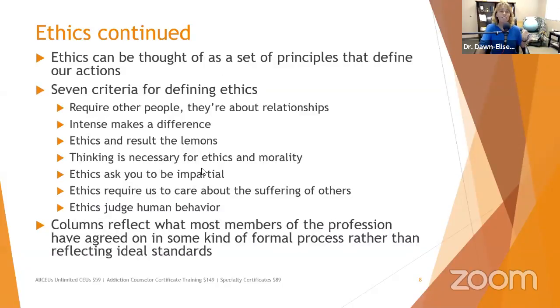Ethics can be thought of as a set of principles that define our actions. And there are 7 criteria for defining ethics. They require other people. Ethics are about relationships. They're not just about sitting in an office by yourself. So it requires 2 people or more. Intent makes a difference. If you intended to hurt someone or you didn't intend to hurt someone, it does make a difference. What the result is of your behaviors. Thinking is necessary for ethics and morality. You've got to be able to look at a situation and apply basic general ethical principles to see if it works. Ethics asks you to be impartial and requires you to care about the suffering of others. And ethics really is a standard by which to judge human behavior.